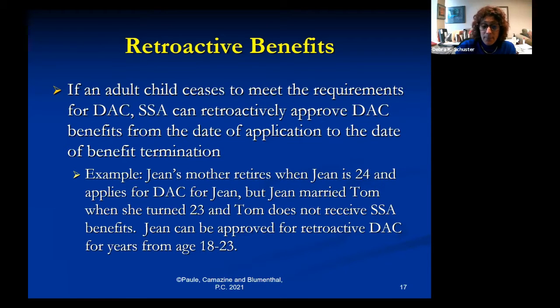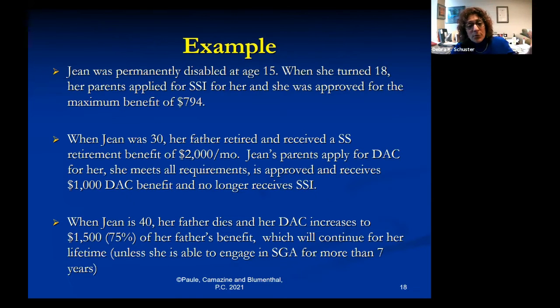But Jean marries Tom when she turns 23, so before the application for DAC was made, and Tom does not receive Social Security benefits. So Jean won't receive DAC benefits from 24 on, but she can be retroactively approved from 18 to 23 because she was disabled before age 22. Let's go through some more examples using Jean.